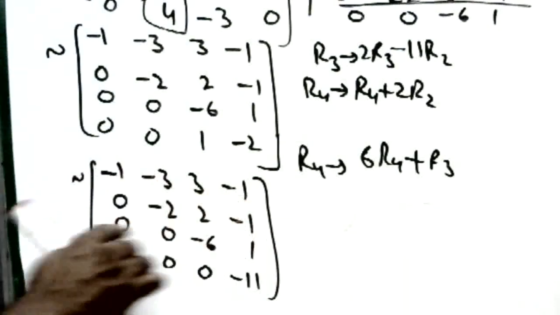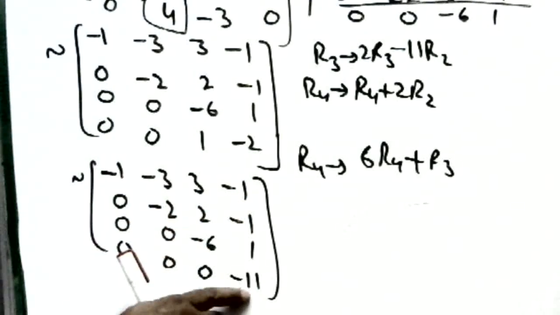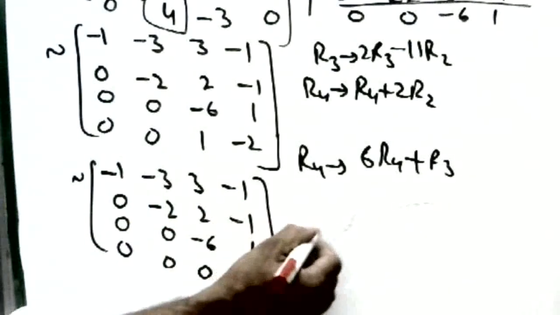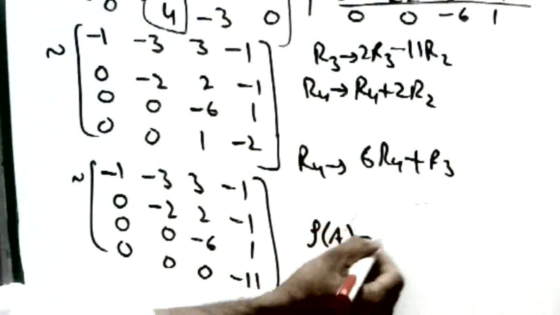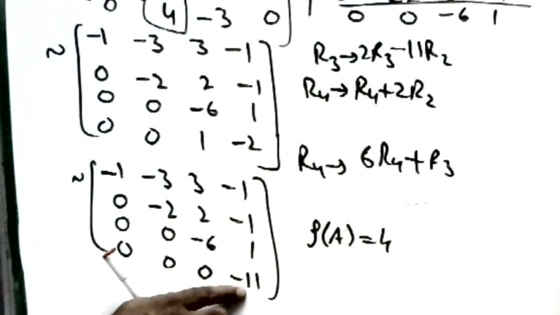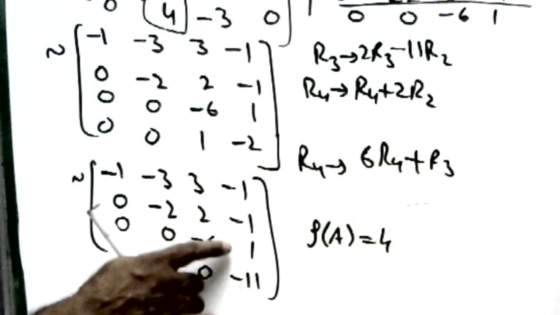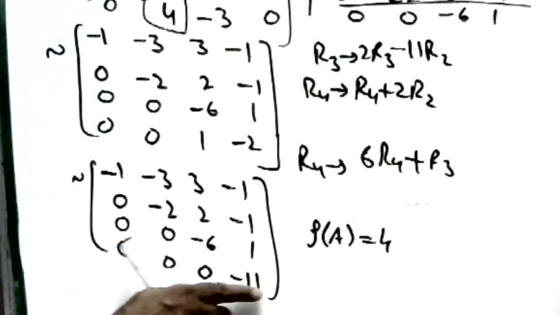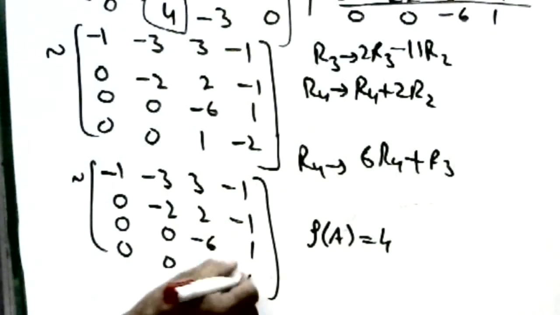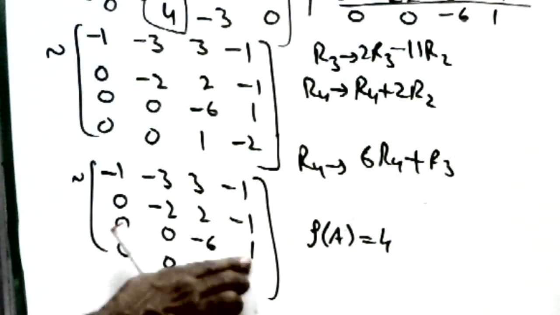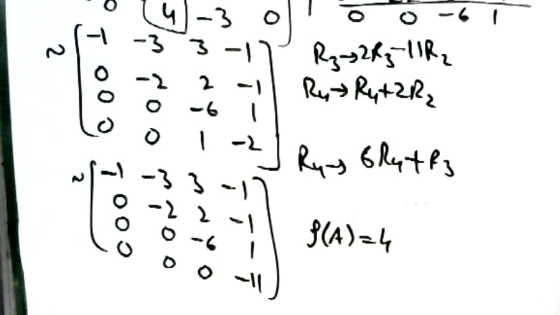So watch here, what can we say about the rank? All rows are non-zero, because we are left with a number here. The rank of A is 4. This is a non-zero row, this is non-zero, this is non-zero, and this is also non-zero, because we are left with a number here. Suppose it were 0, then we would say rank 3, but it is left with minus 11, so therefore its rank is 4.